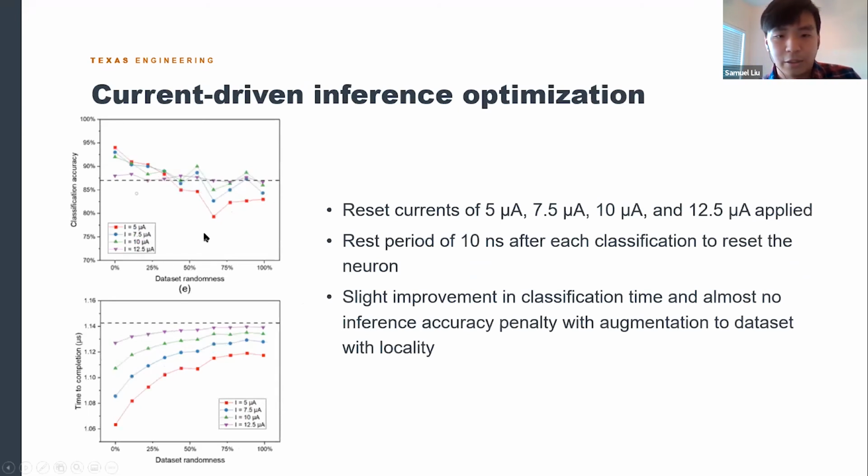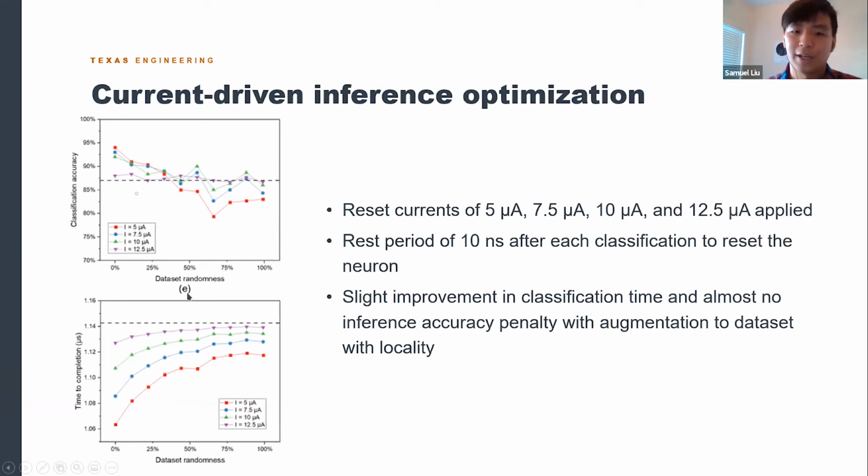So using reset currents of 5, 7.5, 10, and 12.5 microamps to reset the device, this was chosen intentionally to not completely reset the device after each cycle. And so the results here are similar to the 2 examples before. The distinction here is that there's a slight improvement in classification time due to the lower firing threshold of certain neurons. So there's some time saved in the integration time.